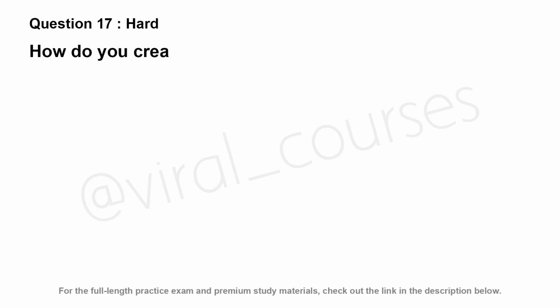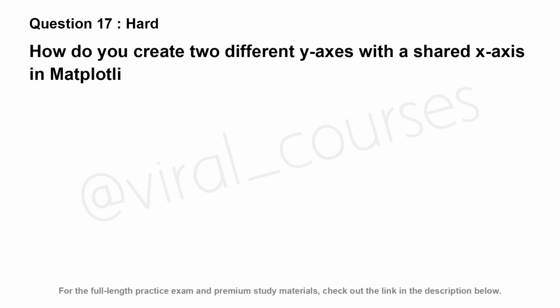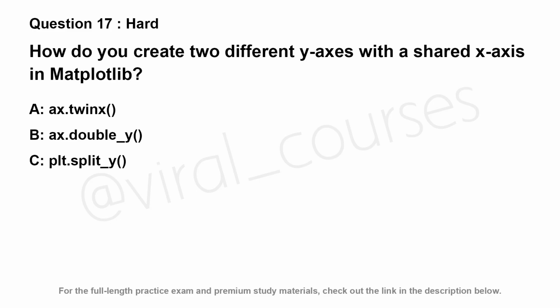How do you create two different y-axes with a shared x-axis in Matplotlib? Option A. ax.twinx. Option B. ax.double_y. Option C. plt.split_y. Option D. plt.secondary_axis.